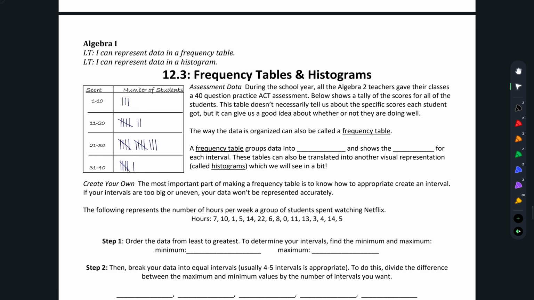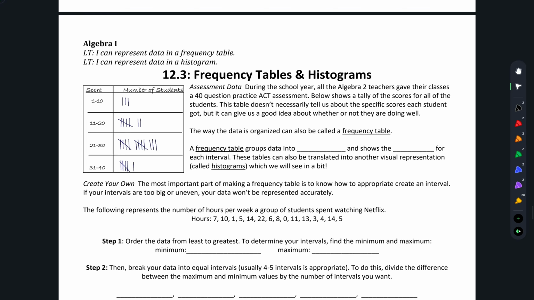All right, today is our last lesson of the year. We just got to get through this 12.3, and then we're on the home stretch towards exams, towards your project, all that good stuff. Our last topic for this unit is frequency tables and histograms.